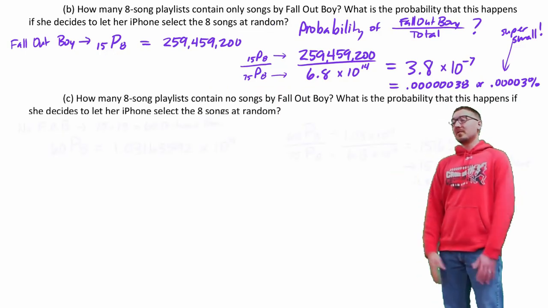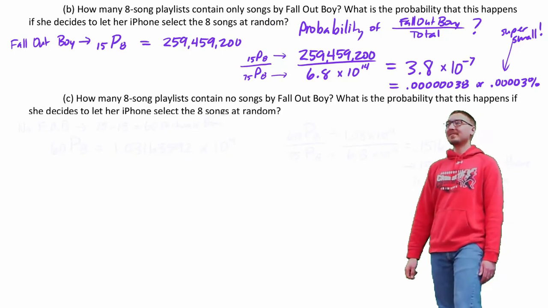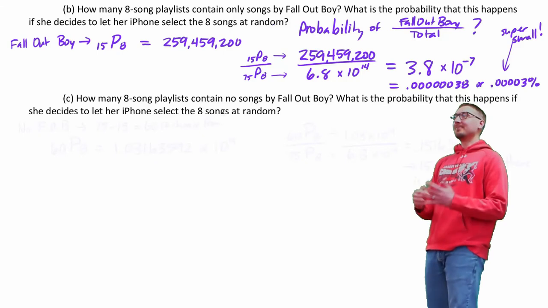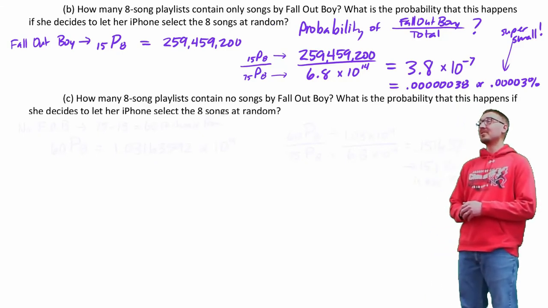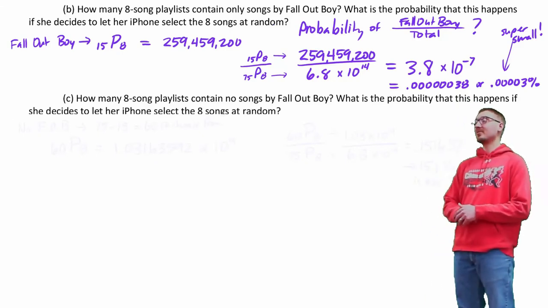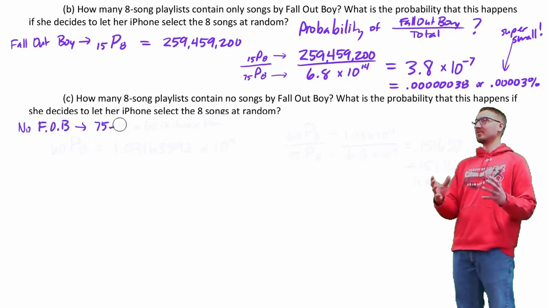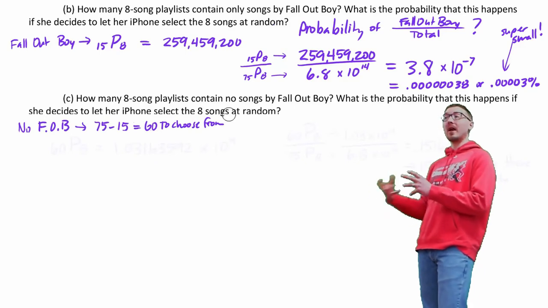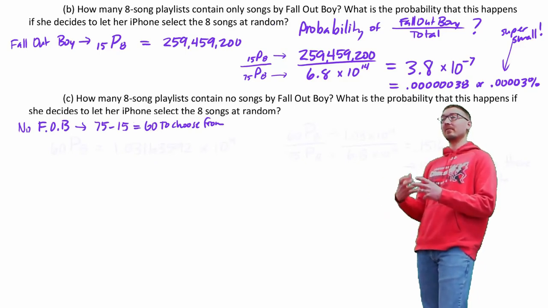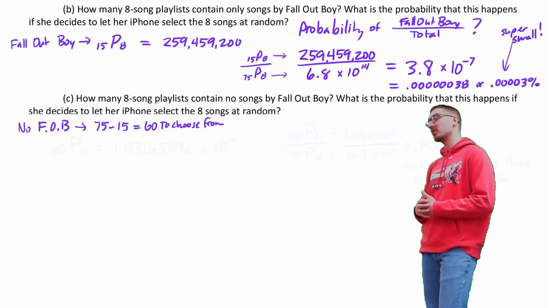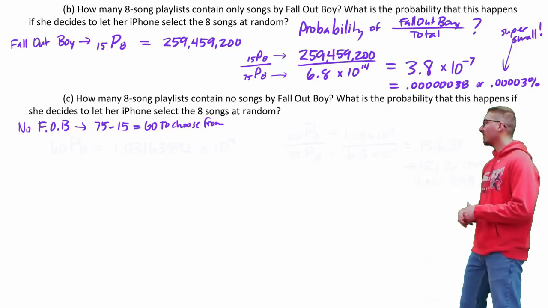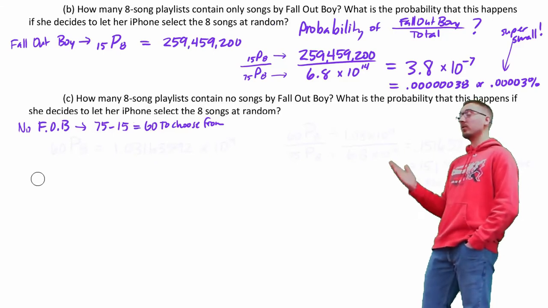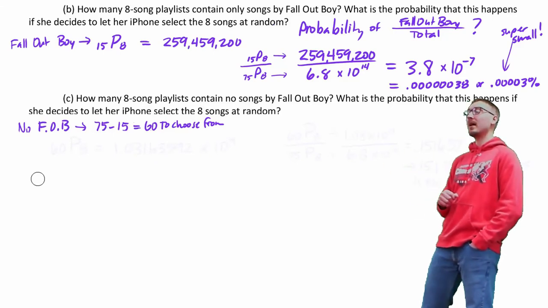C kind of rescues us a little bit. It says, how many 8-song playlists contain no songs by Fall Out Boy? Oh, thank goodness. Well, what's the probability that this happens if she decides to let her iPhone select 8 songs at random? We would be missing this artist in the end. They're not in our songs that we hear. So no Fall Out Boy, we have to actually subtract from the number of possibilities that are available to us. If there were 15 songs by Fall Out Boy out of the 75, 75 subtracting 15 leaves us with 60 different songs to choose from. I don't care who it is, but those are the 60 possibilities.